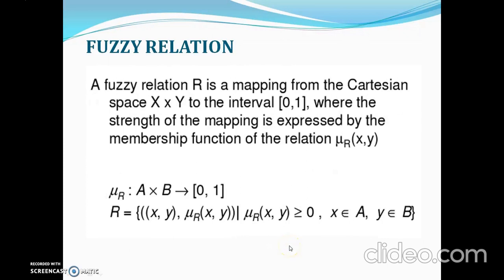Now we consider the fuzzy relation. A fuzzy relation is a mapping from the Cartesian space X cross Y to the interval 0 to 1. In the crisp set, we have a relationship of either 1 or 0. Now we have a degree of relationship from the first fuzzy set to the second fuzzy set. A cross B always belongs to the interval 0 to 1, including 0 and 1.